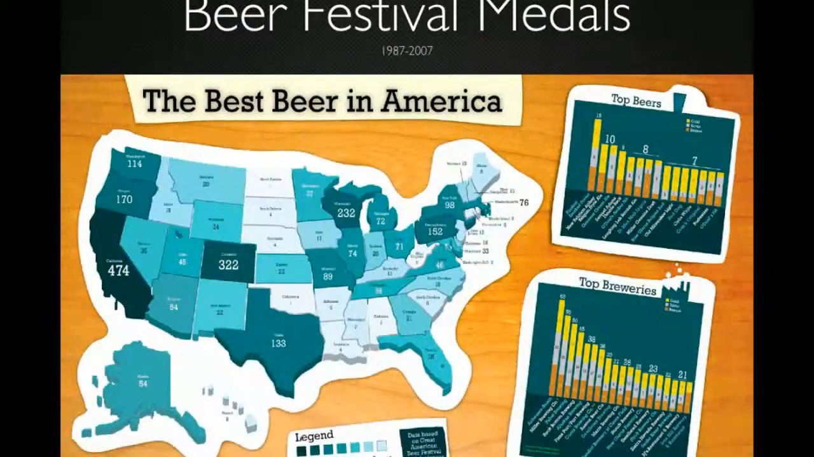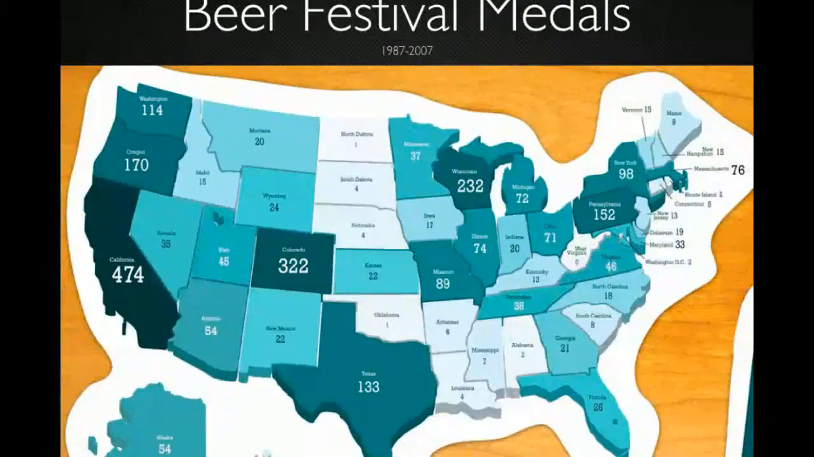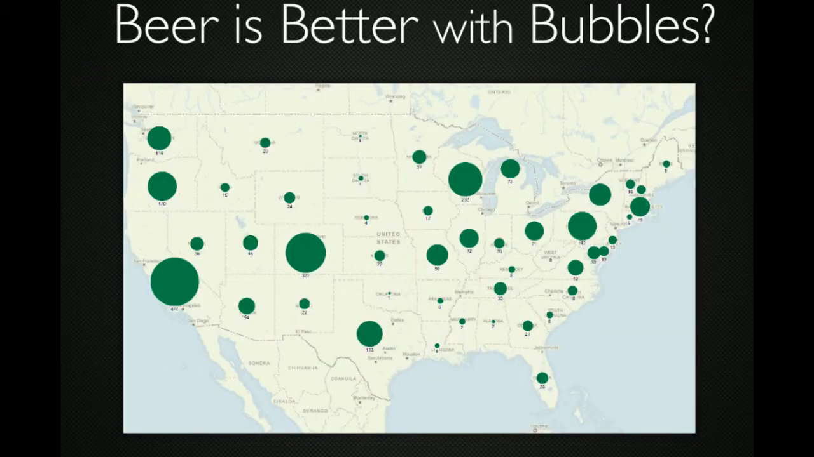There was this graphic that went viral 2 or 3 years ago, and this graphic represents American Beer Festival awards over a 20-year history by state. Now, if we take a closer look at this, it looks like something really is happening in California, right? But we know that. We need to look at this in a different way. What we need to do is get rid of these state boundaries and represent the same data as a bubble chart.